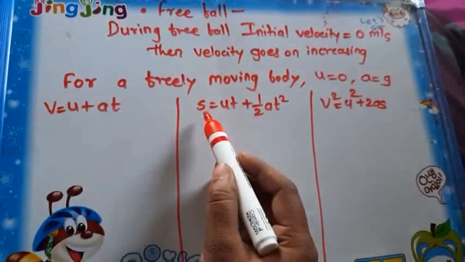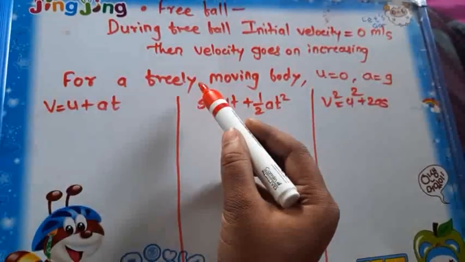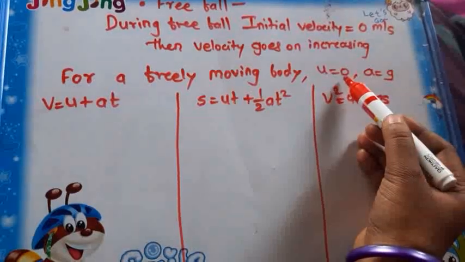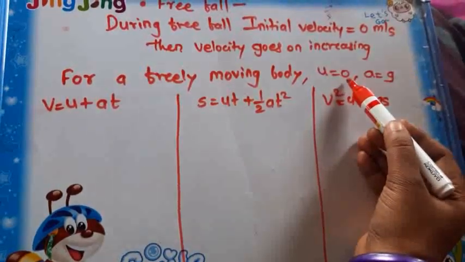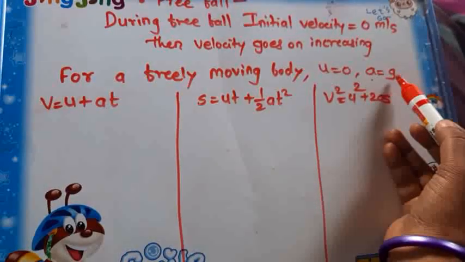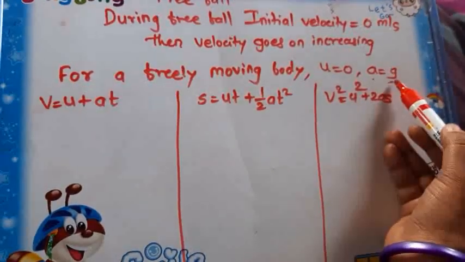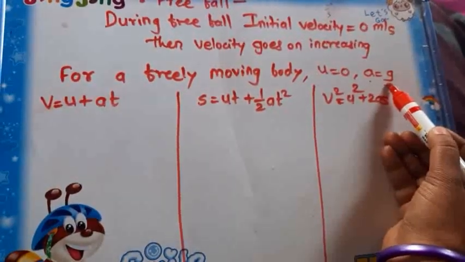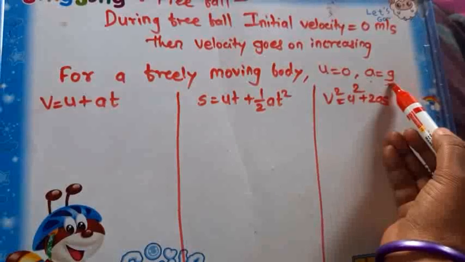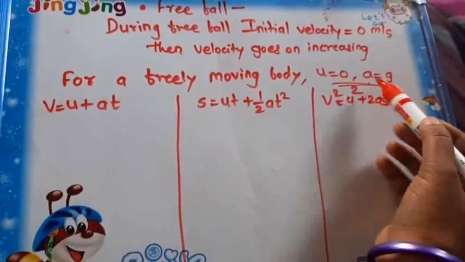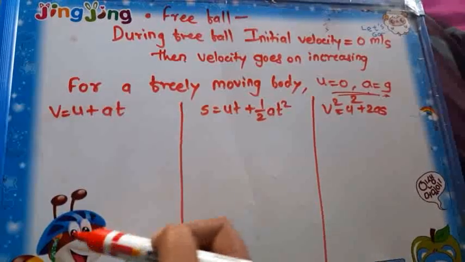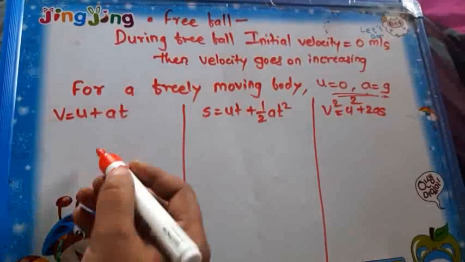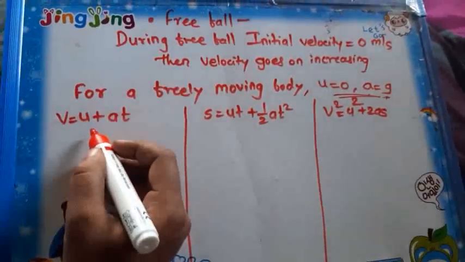s is the displacement. Just now we have seen that for a freely moving body, the initial velocity always remains zero and the acceleration becomes the acceleration due to gravity. Why? Because here only gravity is acting on that object. So acceleration becomes acceleration due to gravity. Just these two values we will put in these equations and we will get the equations for a freely falling object. Just put those values in the first equation.